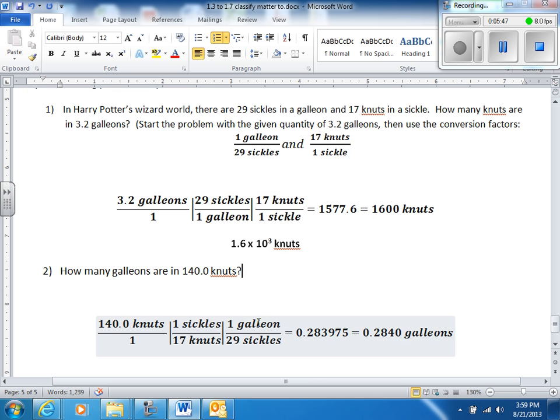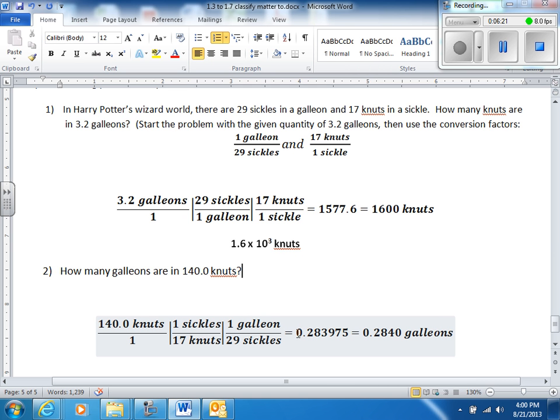So here's the solution. We would start with our 140 knuts. I don't know how they pronounce that, knuts. And we have our conversion, 17 knuts equals 1 sickle. So we have to cancel the knuts like this. So 70 knuts, 1 sickle, 29 sickles, 1 galleon. We get a number. And we have to round to 1, 2, 3, 4 sig figs. So we have to round this to 4 significant digits.